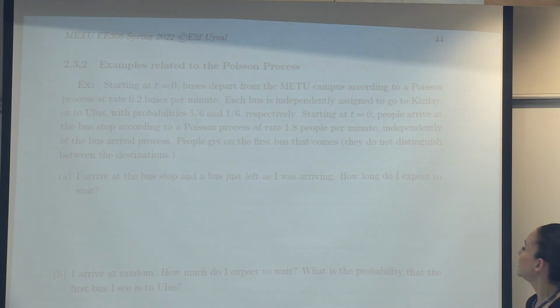Okay. Starting at t equals 0, people arrive at the bus stop according to a Poisson process of rate 1.8 people per minute.